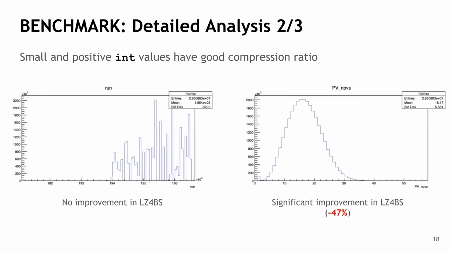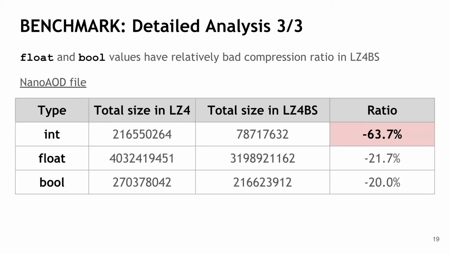As shown in these histograms, small and positive int values have a good compression ratio in LZ4PS. The left branch consists of many big integers and did not get improvement with Bitshuffle at all. However, the right one consists of small int values and got very good improvement with Bitshuffle. Moreover, float and bool values have a relatively bad compression ratio in LZ4PS. This table shows the total size of each data type for the nano AOD file. Int values became smaller by more than 60%, but float and bool improved only by about 20%.